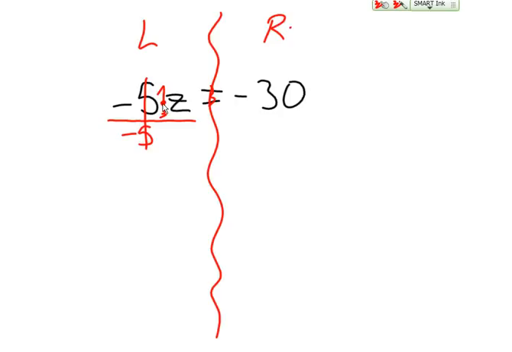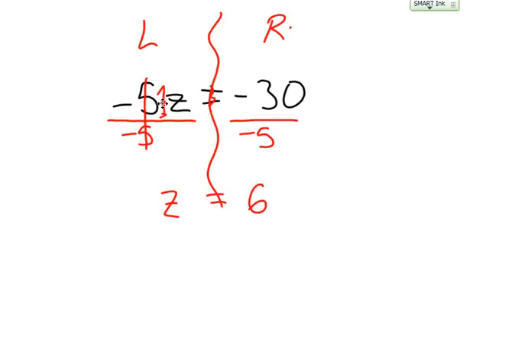So now I have to divide the -30 by a -5. So when I do that, I get z equals -30 divided by -5. Divided by a negative is positive, and 30 divided by 5 is 6. And if you have trouble with that, use a calculator.